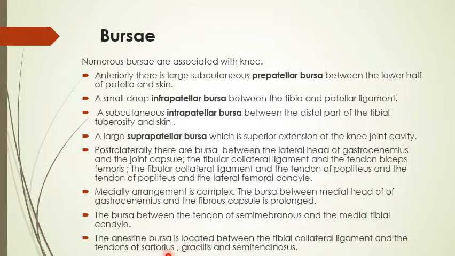One bursa is located between the tibial collateral ligament and the tendons of sartorius, gracilis, and semitendinosus. These three cross the knee joint. In between them and the tibial collateral ligament, there is a bursa present.